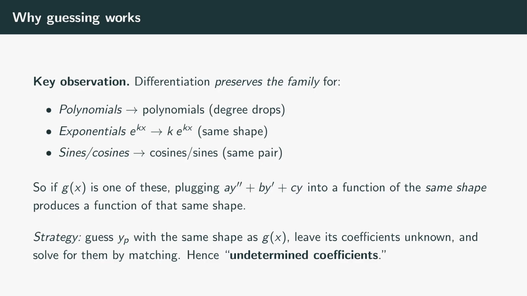So, to match a forcing term g of x of a given shape, the particular solution must have that same shape. The plan then is to write down a guess with the right shape but unknown coefficients, plug it in, and solve for the coefficients by matching both sides. The unknown coefficients are undetermined, hence the name of the method.